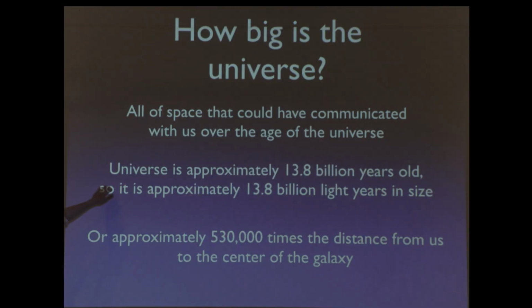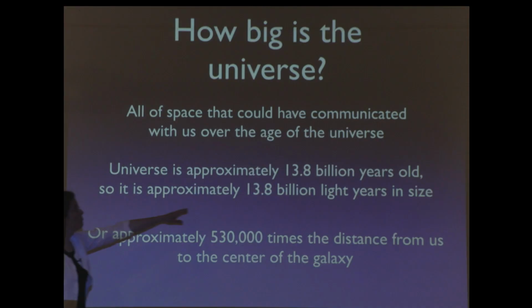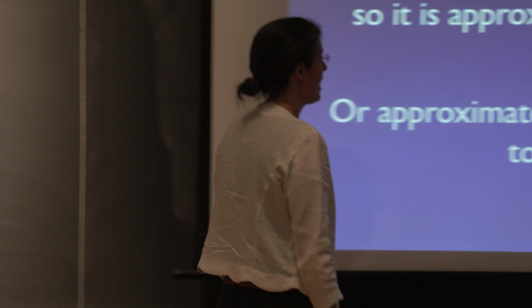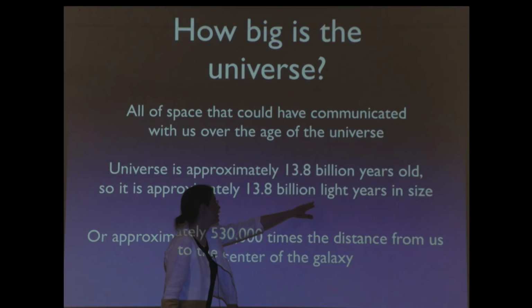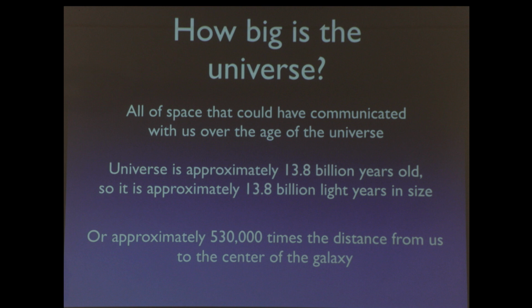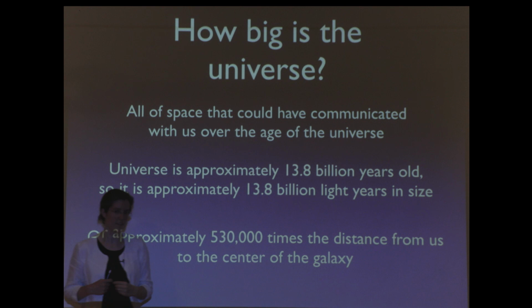So we know that the universe is about 13.8 billion years old. There's some error bar on it, but it's not very large. And we know from the special theory of relativity that nothing communicates at a speed faster than the speed of light. So that tells us that it's 13.8 billion light years in size. Now you can convert that to a regular distance by figuring out how far light travels in a year using its speed. And the answer that comes out is that the size of our universe is 530,000 times the distance from us to the center of the galaxy.